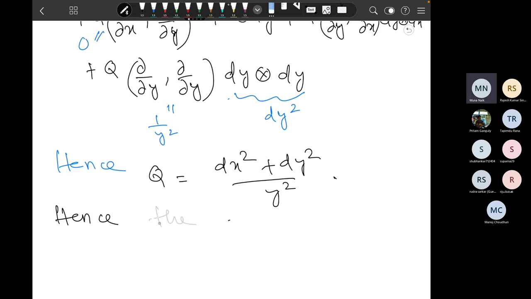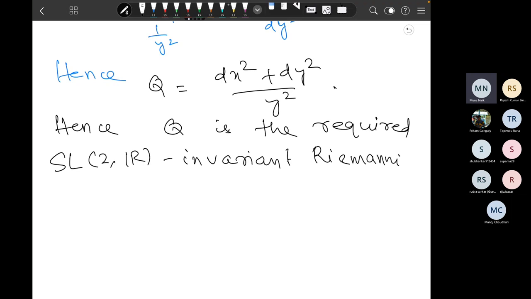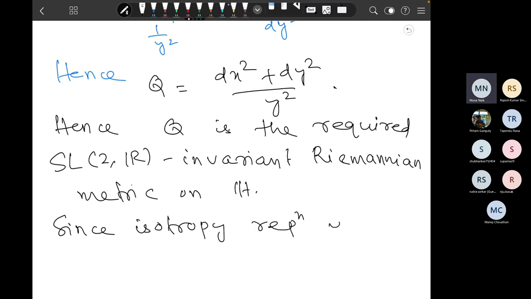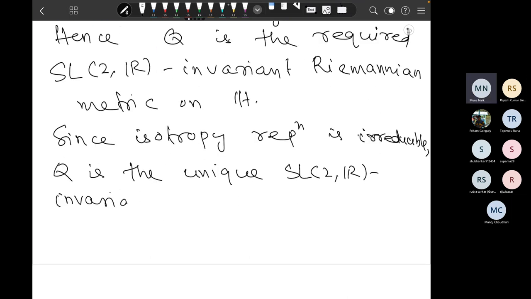Hence Q is the required SL2-invariant Riemannian metric on H. Now, since this isotropy representation is irreducible, this Q is the unique SL2(R)-invariant Riemannian metric on H up to scalar multiple.